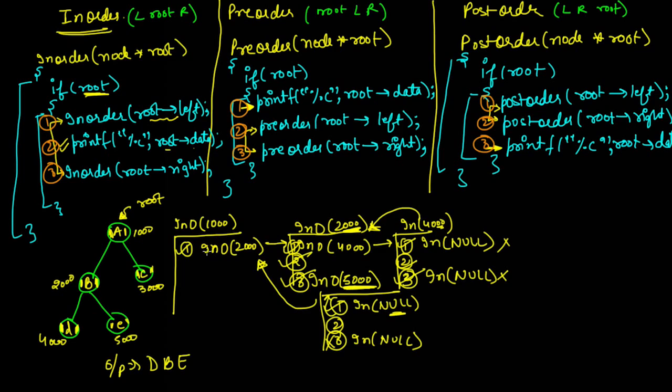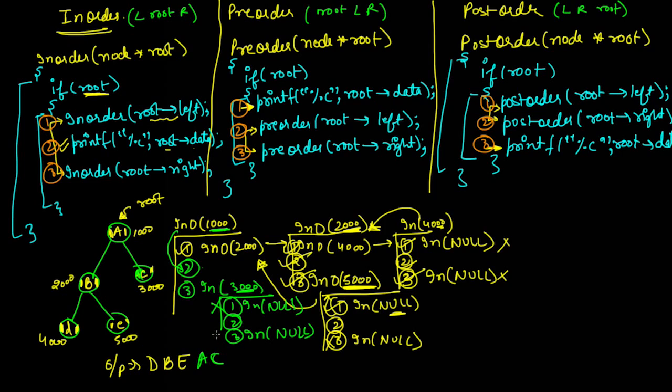Now we are going to execute the second statement for this 1000. The second statement prints the data present at location 1000, therefore it is going to print A. Then it is going to execute the third statement, which is inorder 3000. So inorder 3000 means we are going to execute this statement, and its first statement will be inorder null, because at location 3000 the left pointer is null. So this statement will not be executed. Then we are going to print the data present at location 3000. The data present is C, therefore it is going to print C, and then we are going to call inorder null.